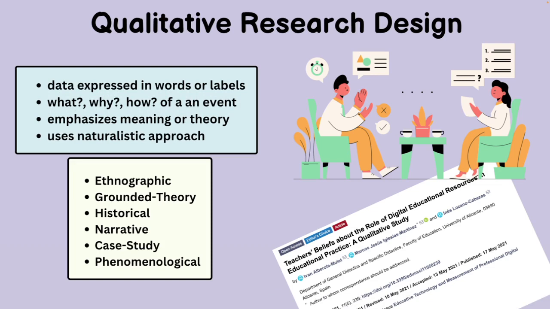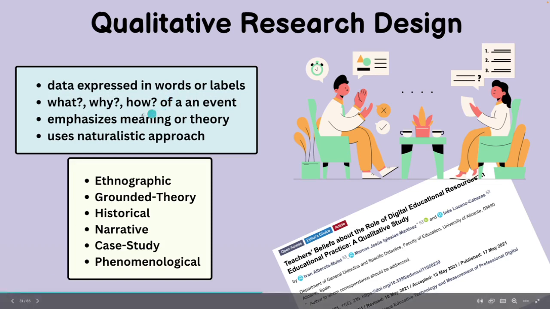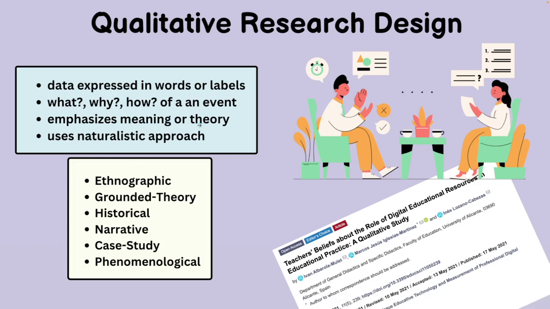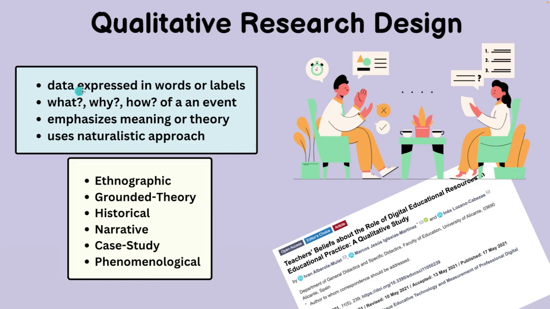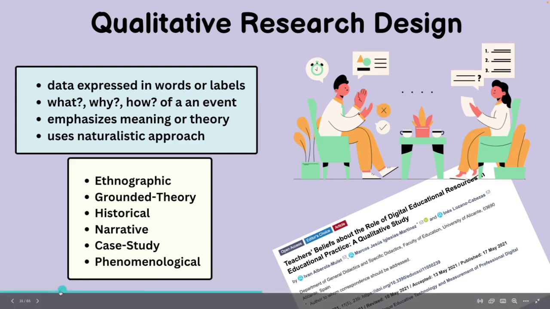Qualitative research emphasizes meaning or helps to develop a theory. The different types of qualitative research include ethnographic, historical, narrative, and we're going to look more closely at each of these. But these are the types of research that are going to analyze data expressed in words or labels.